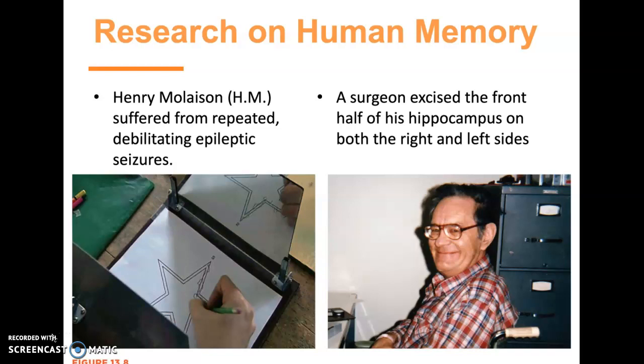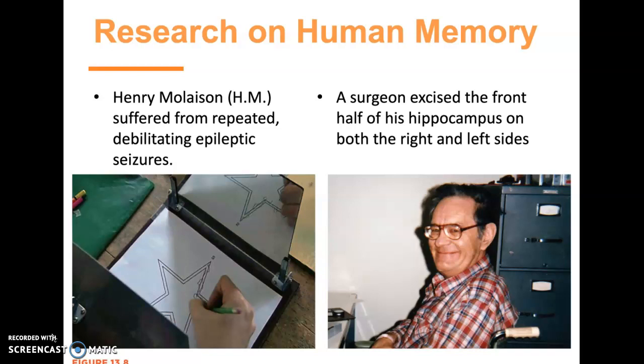So in this picture here, you see the star tracing. So they taught him how to trace the star pattern with a pencil while seeing his hand only in a mirror. And so he got very quick at being able to do this over time. It's a difficult task, but over time he could improve in that task just as quickly as a control participant who had an intact brain.